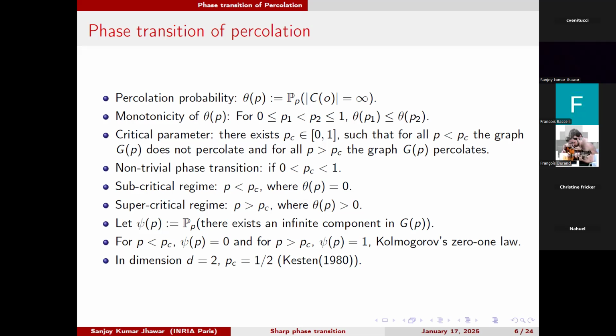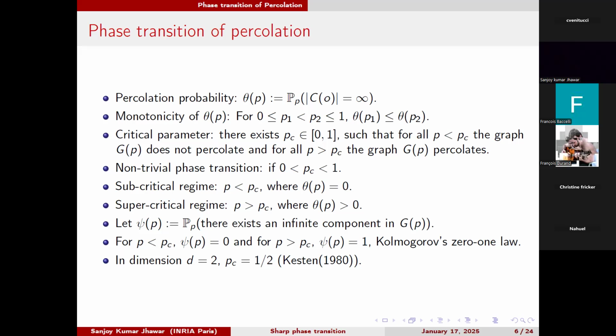Okay, and in a more general case, if we forget about the component at the origin, we can say that the probability that the graph has an infinite component satisfies the Kolmogorov zero-one law. That means the probability of having an infinite component in the subcritical regime is 0, and in the supercritical regime it is 1.